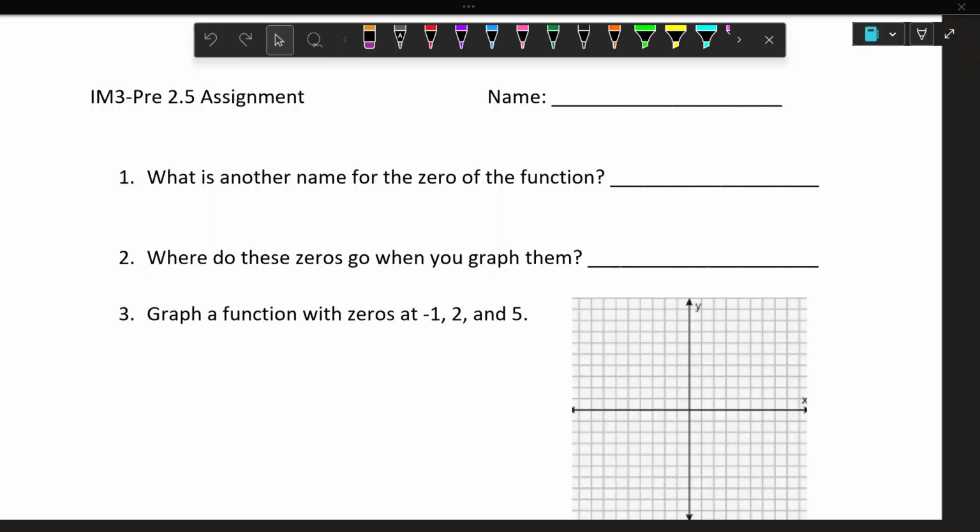Let's take a look at the pre-assignment for 2.5. Make sure that we're up to par, ready to start 2.5 next week. First up, what is another name for the zero of the function?